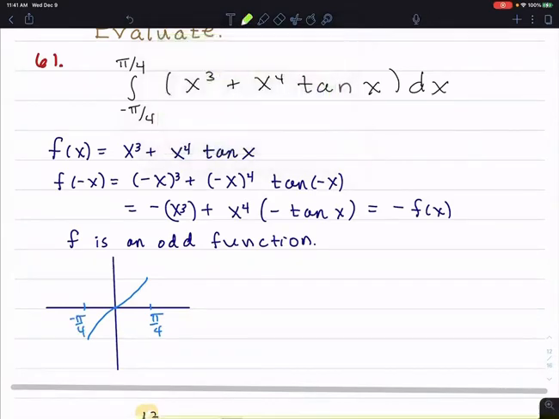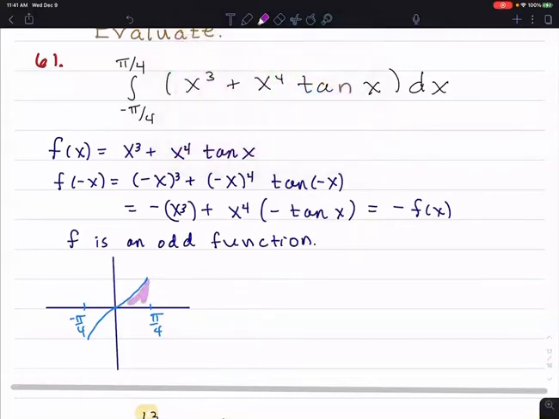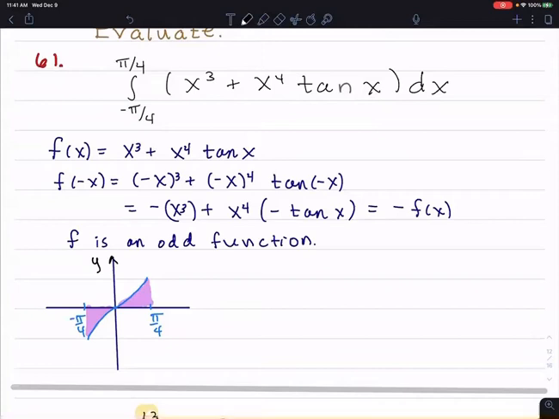And the result is that the area between the curve and the x-axis to the right is the same as the area to the left. These two regions that I have are exactly the same area. Now, when I integrate, what does that lead to? It leads to the answer is 0, because integration is equal to the area above the x-axis minus the area below. And because of that symmetry, the two cancel each other out.